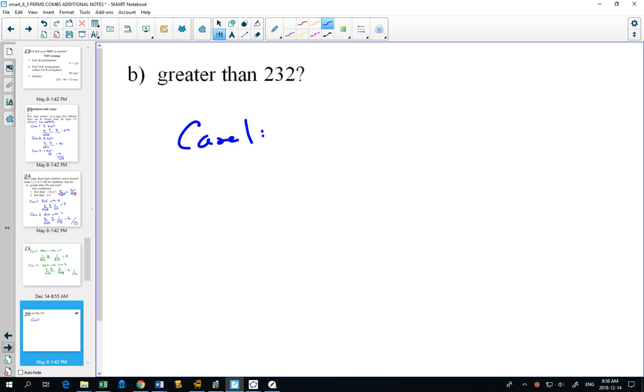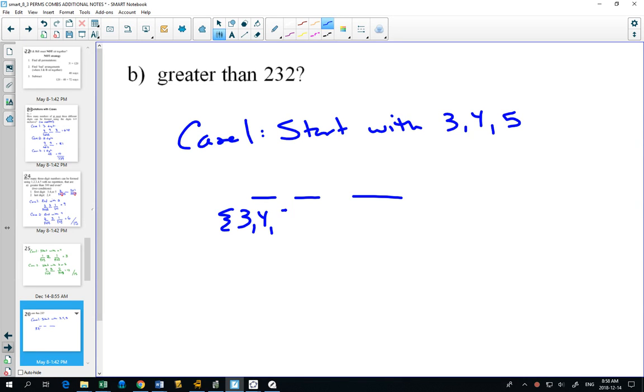start with your case 1. What would you have to start with to ensure that it's greater than? If you start with a 3, a 4, or a 5, it doesn't matter what happens after that. Those will count your numbers in 300s, 400s, and 500s. For sure they'll be bigger than 232. So you start with what would guarantee that it's bigger. 3 choices. Now we've used up one number, no restrictions left, so we have 4 choices left. We've used up 2 numbers, 3 choices left for 36 in total.